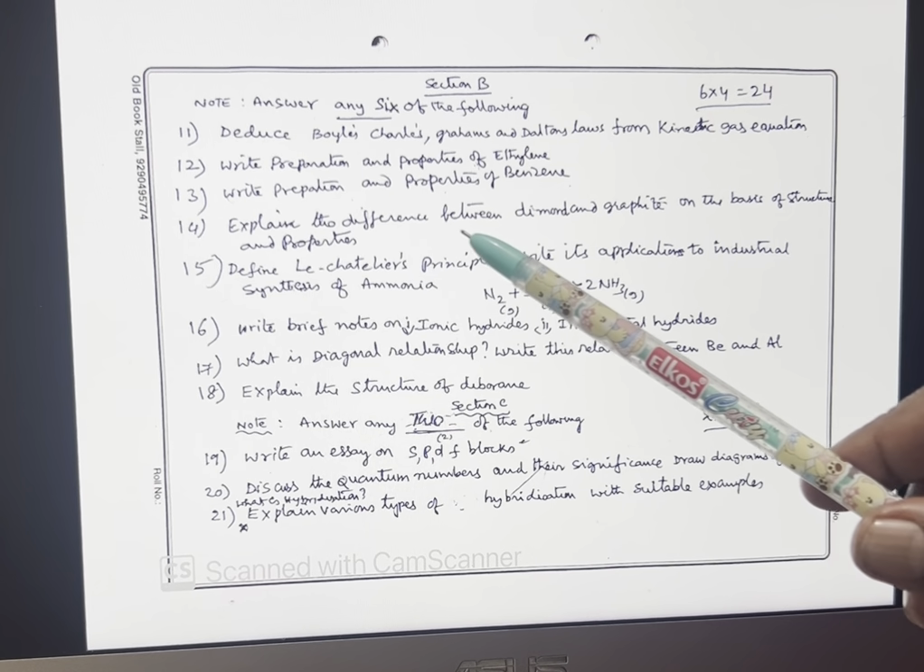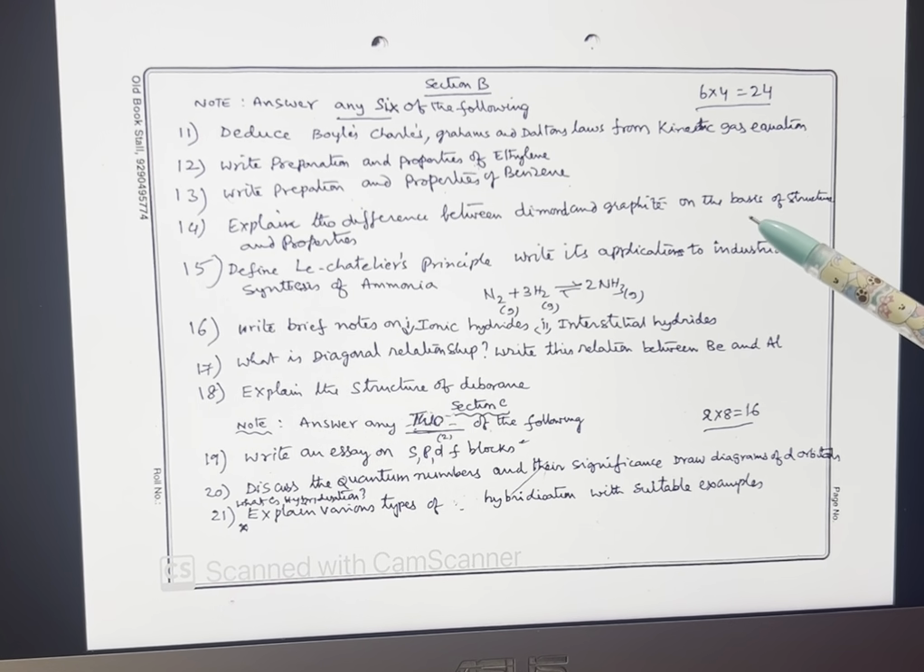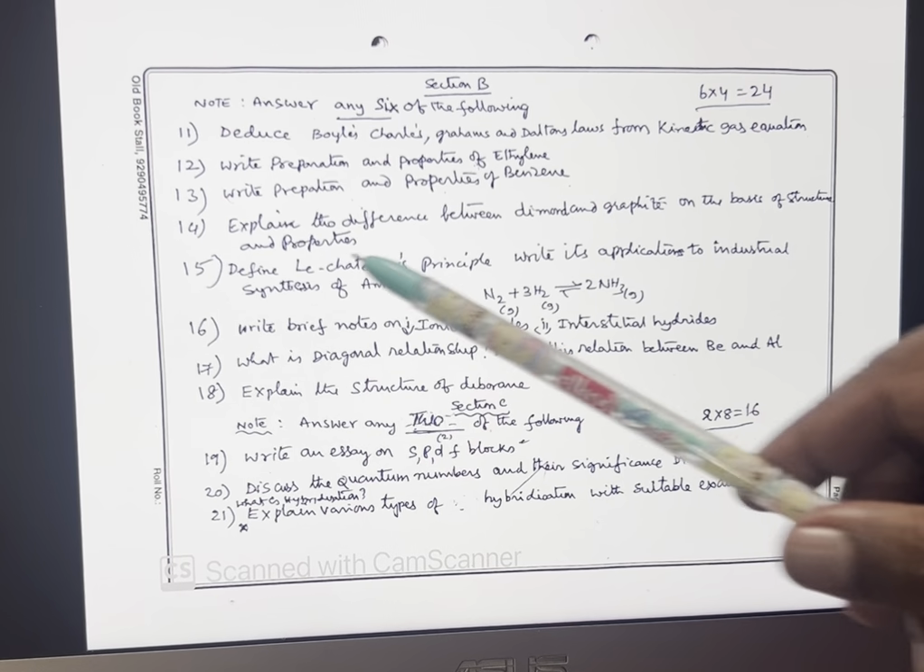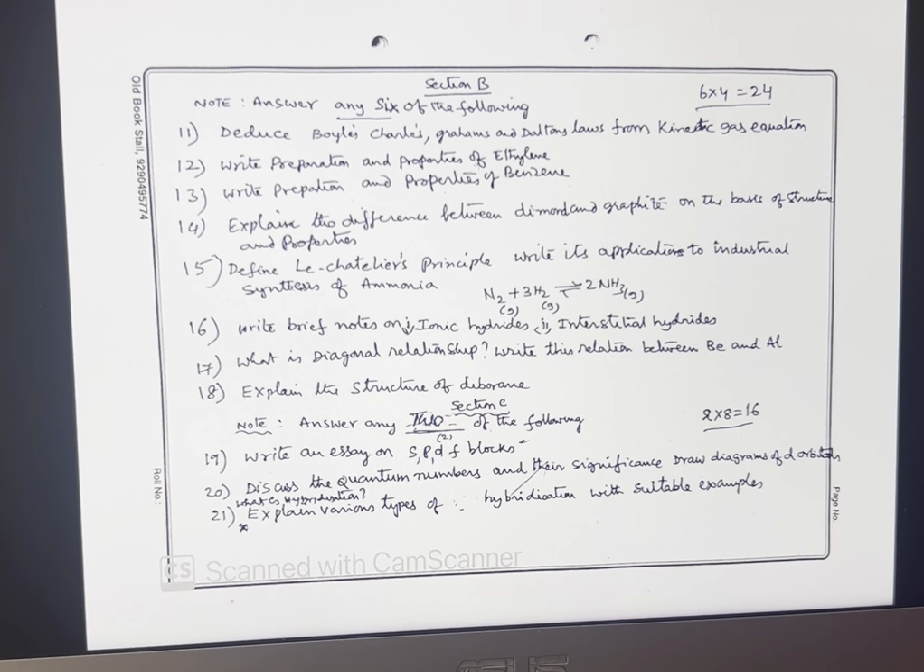Explain the difference between diamond and graphite on the basis of structure and properties. You have to write the structural difference. Diamond is sp3 hybridized, graphite is sp2 hybridized. Diamond is hard because of the polymeric bonding, whereas graphite has sheet-like, layer-like structures with free electrons. You can write that diamond is a bad conductor because of the non-free movement of electrons, whereas graphite has free movement of electrons between the layers. So, it is a good conductor.